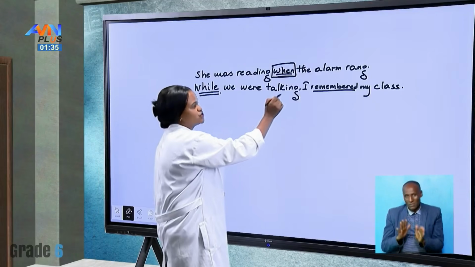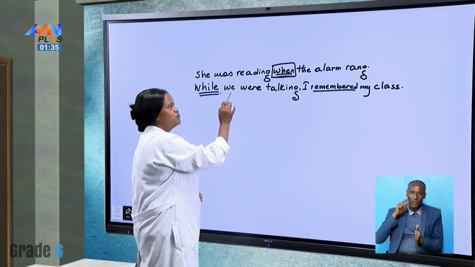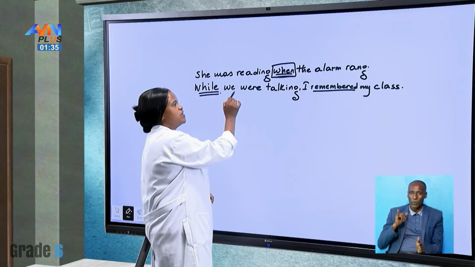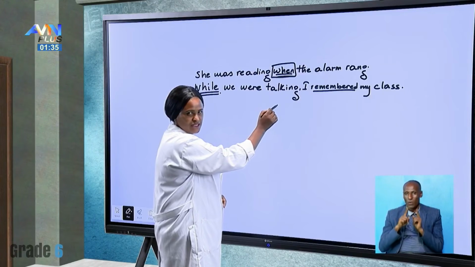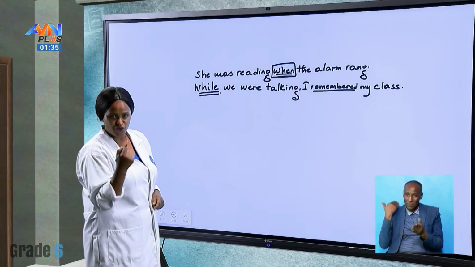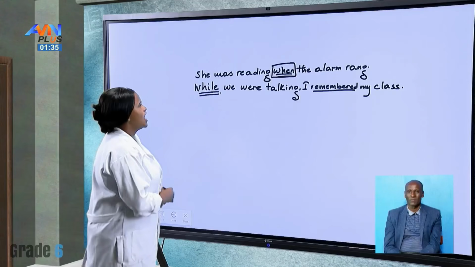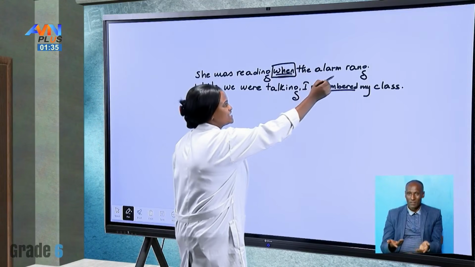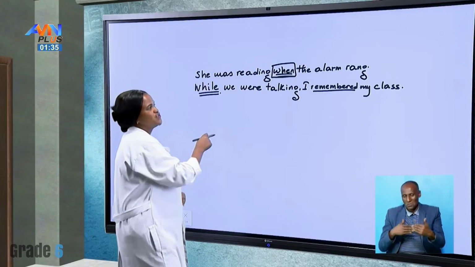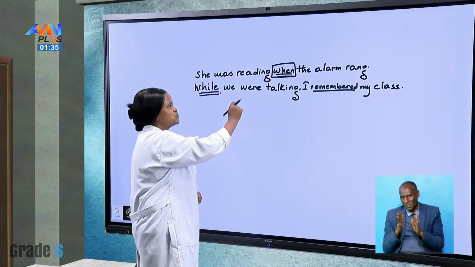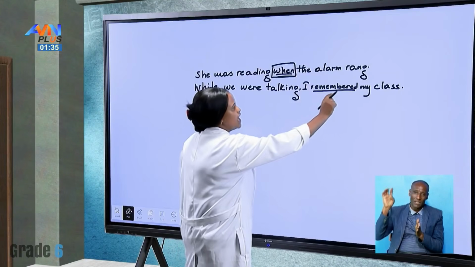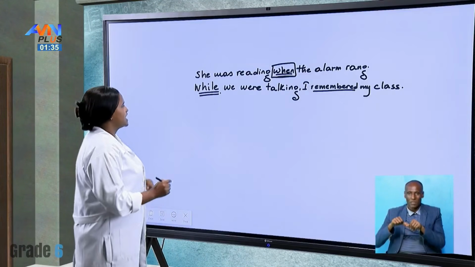While we were talking, look, while we were talking. After while, we have what? We were talking. Yes? Okay. What is this sentence? Past continuous. Good. So, after when, what comes next is the simple past, and after while, what we use is the long action. Okay? Which is what? Past continuous. While we were talking, I remembered. So, you can say like this.